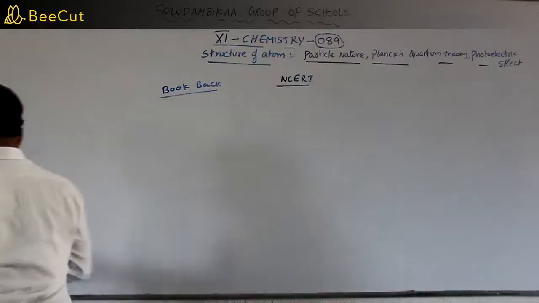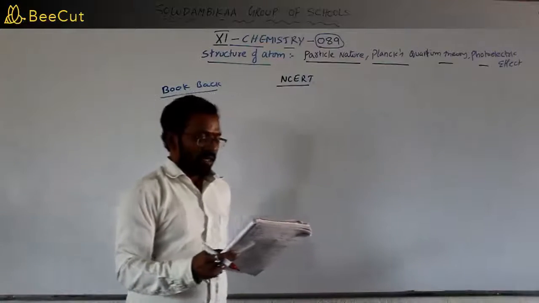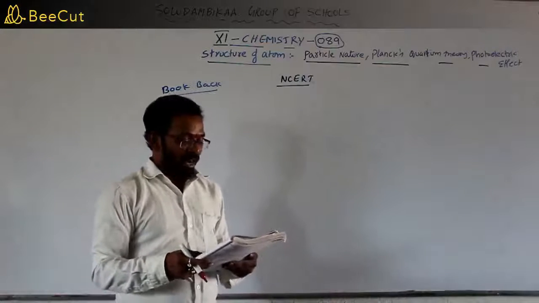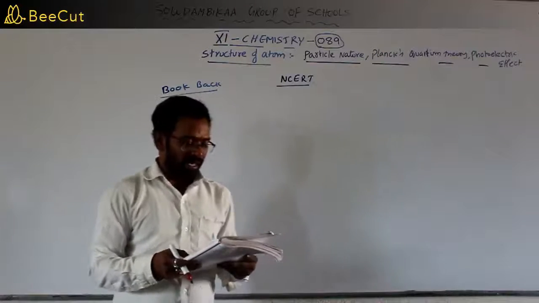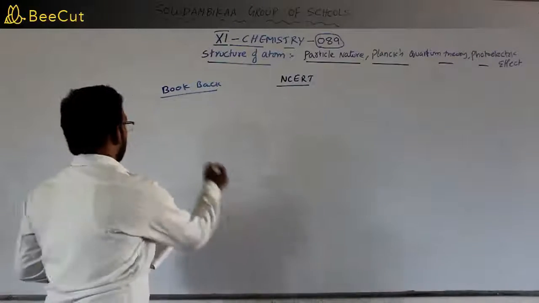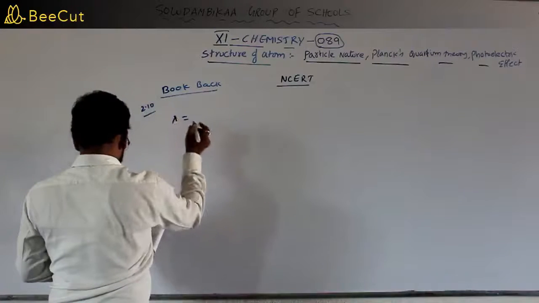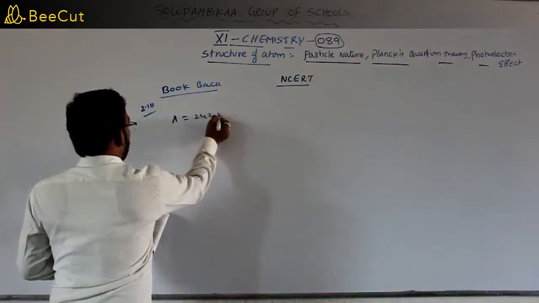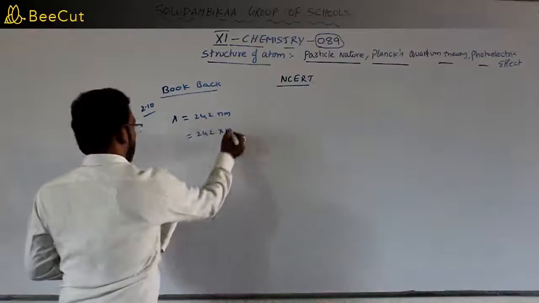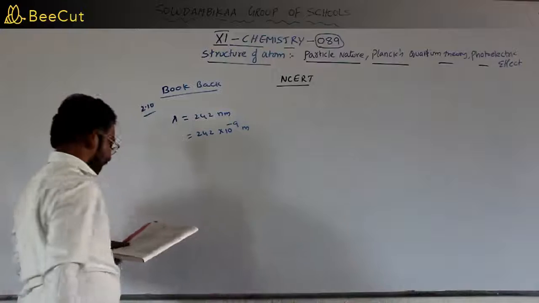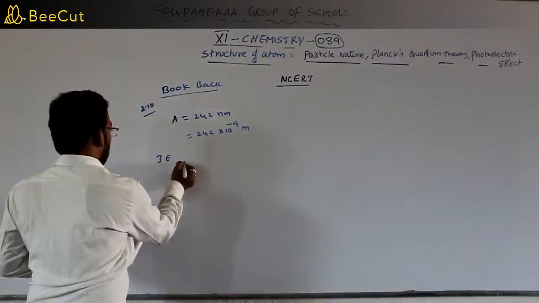Question number 2.10. Electromagnetic radiation of wavelength 242 nanometer is just sufficient to ionize a sodium atom. Calculate the ionization energy of sodium in kilojoules. So lambda is given here. Wavelength is given as 242 nanometer. That is equal to 242 into 10 power minus 9 meters. We know that ionization energy is given per mole.